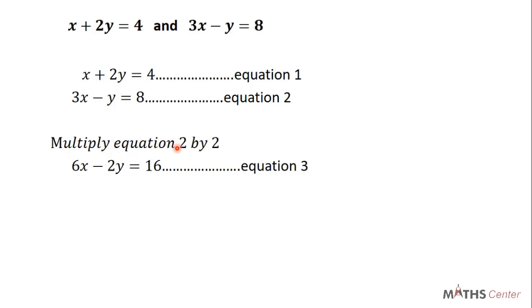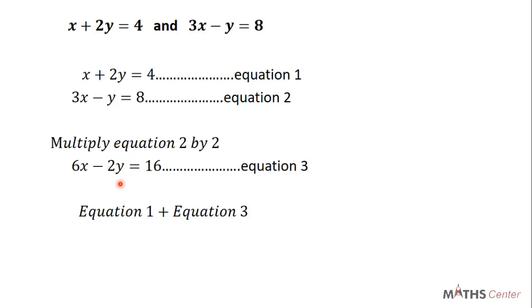I'm going to multiply equation 2 by 2. In doing that, I'll have 2 times 3x, which will give me 6x. 2 times y here will give me 2y, but because we have the negative, the negative is there. Then 2 times 8 will give me 16. So I now have the coefficient of y to be 2. So with this new equation and equation 1, I can eliminate y.